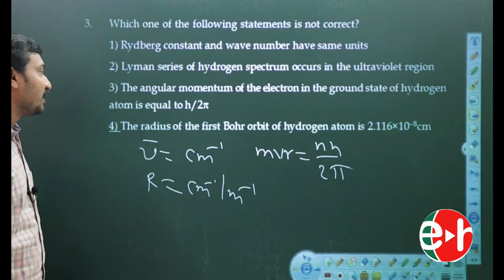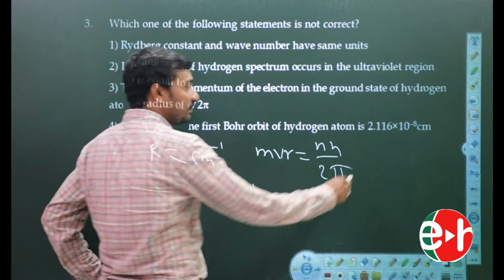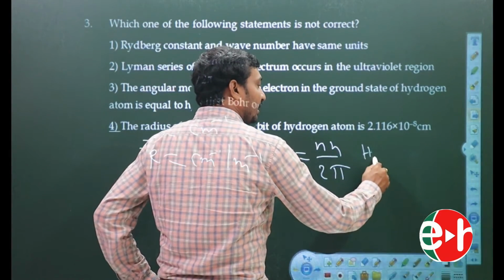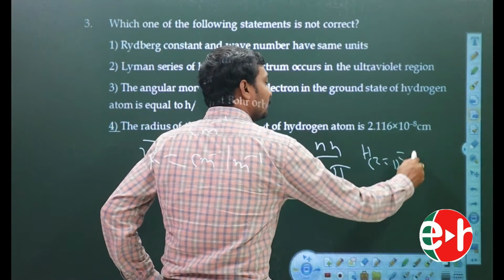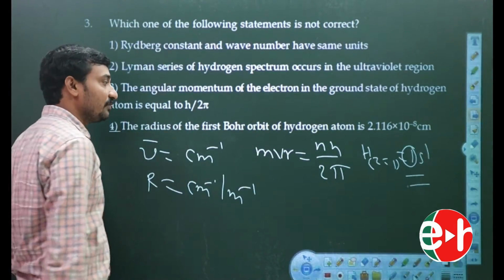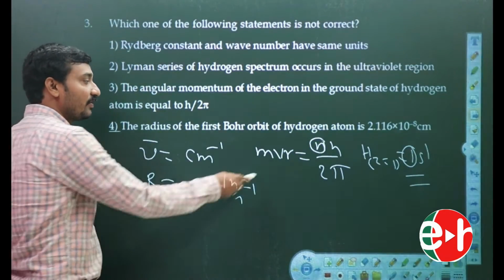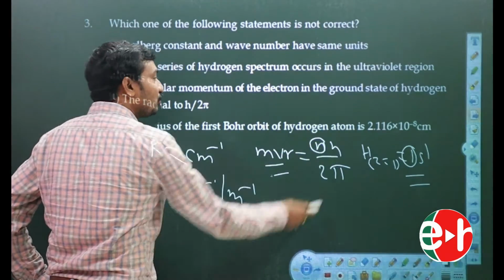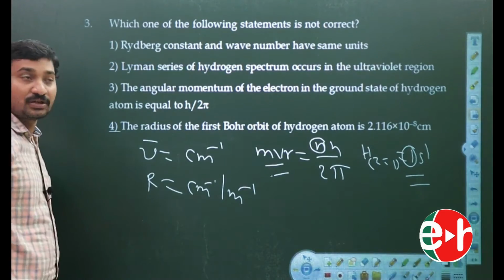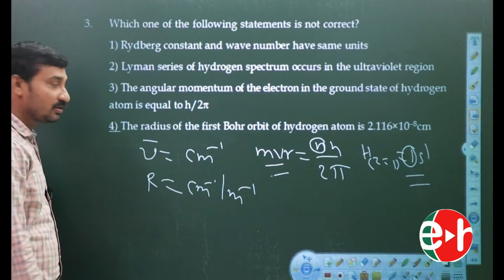The angular momentum of the electron in the ground state of hydrogen atom is nh by 2 pi. Hydrogen atomic number 1, electronic configuration 1s1. Ground state means the electron is present in the first orbit, that means n is equal to 1. Then the angular momentum of the electron is equal to h by 2 pi. Here also given h by 2 pi. So the first 3 statements are correct. Automatically the fourth may be the wrong statement.